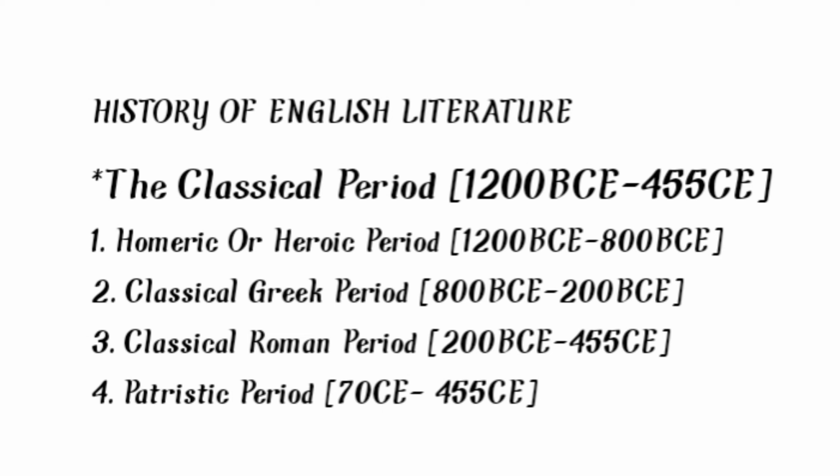In this period, when Greece fell into the hands of the Romans, Roman literature started, and this period is named the Classical Roman period, which ran from 200 BCE to 455 CE, or we can write 70 CE as well. The fourth period is the Patristic period, which ran from 70 CE to 455 CE. This period is basically for the Christian saints or writers.